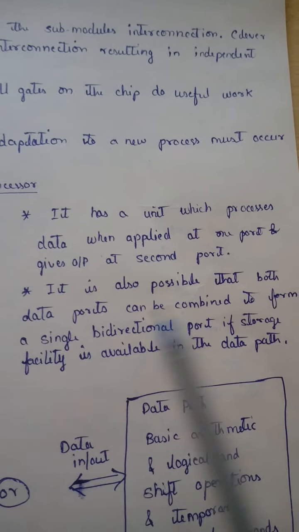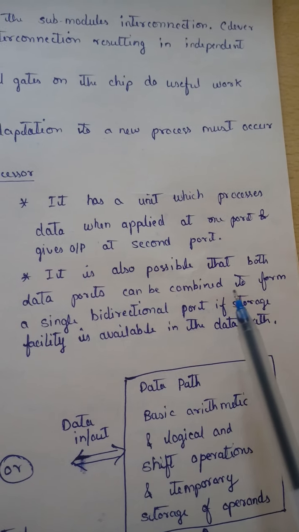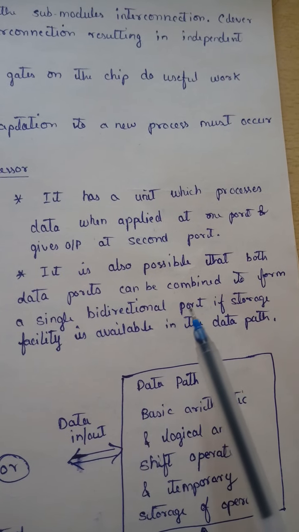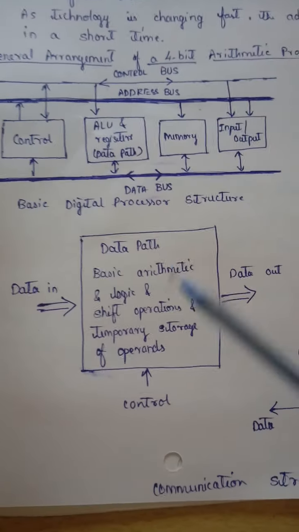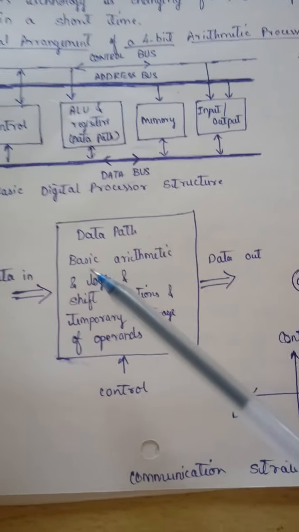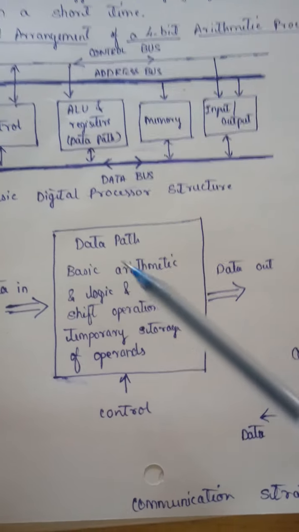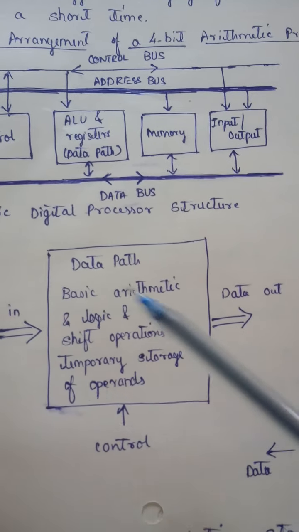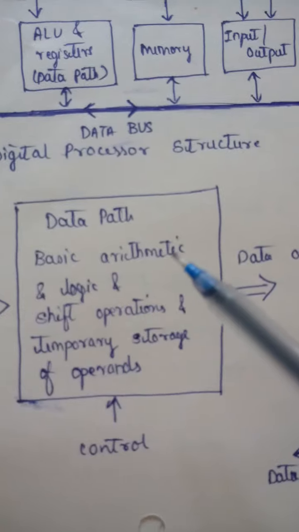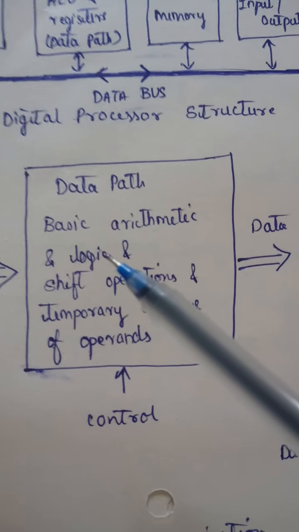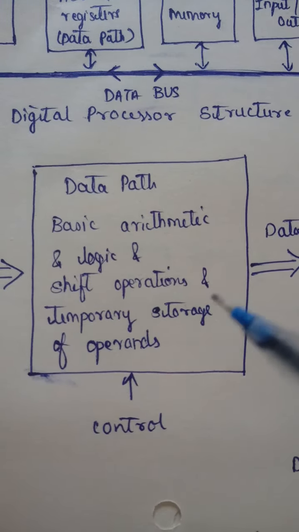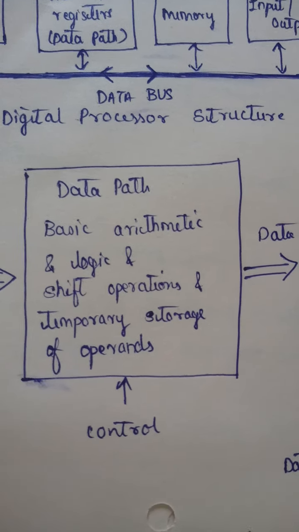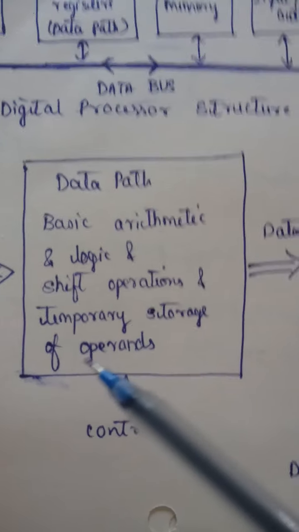It is also possible that both data ports can be combined to form a single bidirectional port if storage facility is available in the data path. So I'll just show you how the data path looks. Inside the data path, it does basic arithmetic, logic and shift operations, and temporary storage of operands. It's not only the arithmetic operation, it also does the logical operation. Logical operation means ANDing, ORing, NAND, NOT, all the logic operations, shift operations, shift left, shift right, and sometimes rotate operation also comes into the picture, and temporary storage of operands.